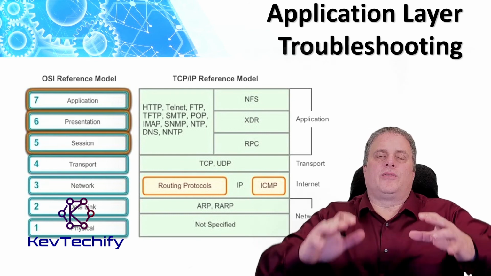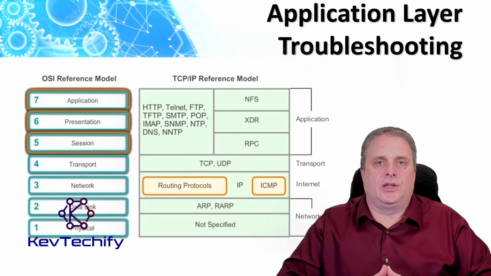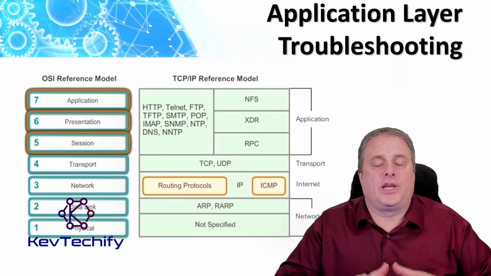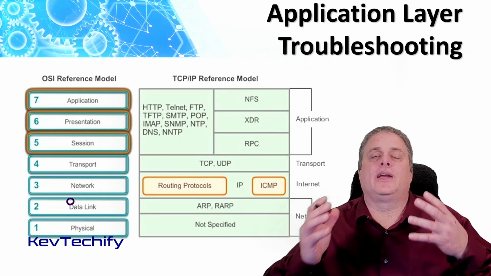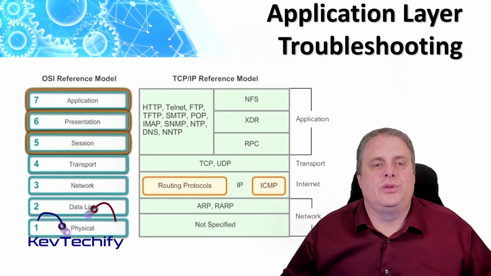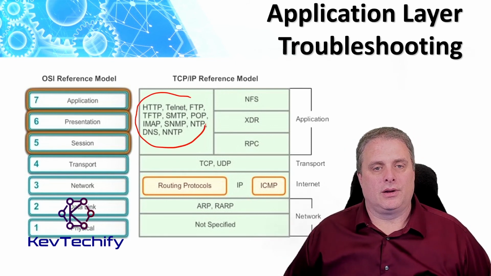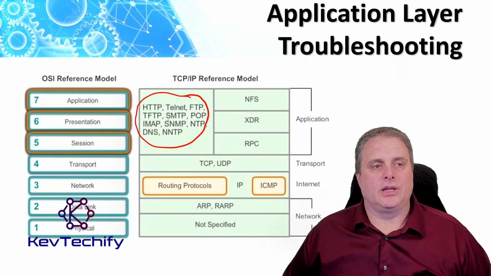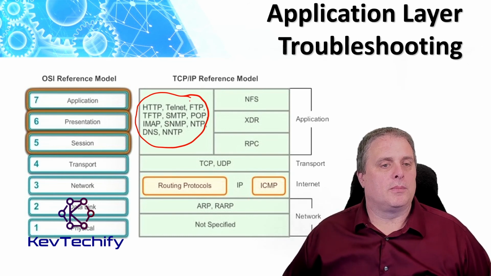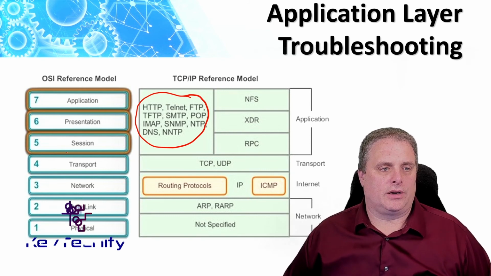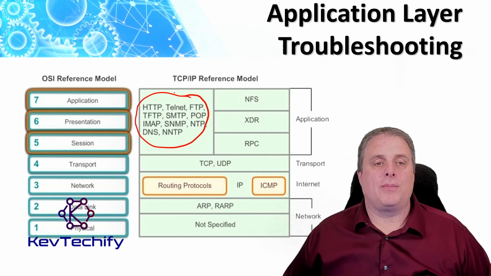And finally, we have troubleshooting at the application layer. Now, depending upon what application you're trying to use, you're going to need to take different approaches to this. Here's a list of some common application layer protocols, and this is the TCP/IP application layer. So layers 5, 6, and 7, session, presentation, application on the OSI model. And we can see in here, these are the protocols we use quite a bit.